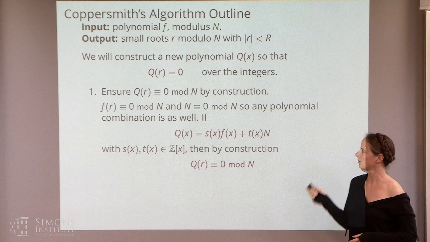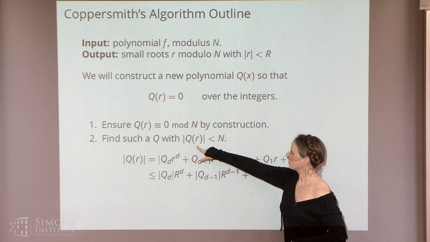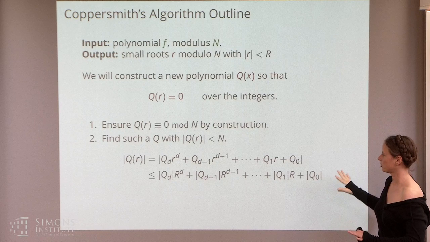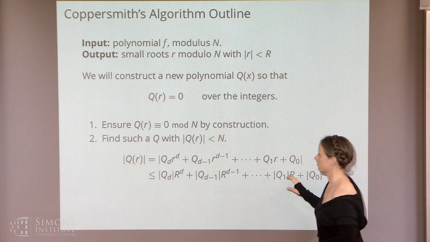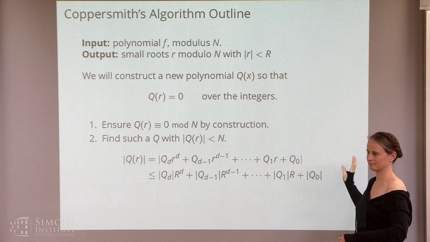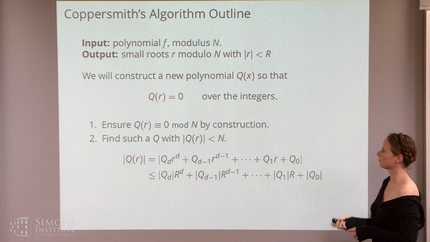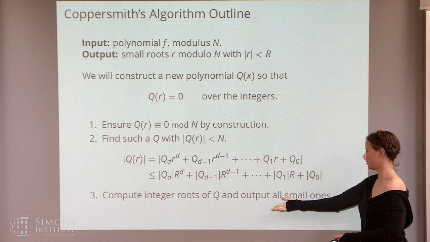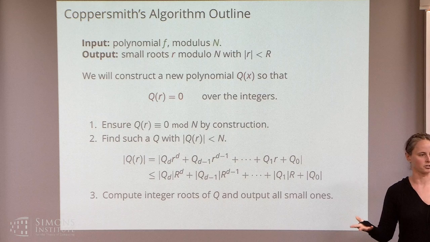Property number two is making sure that our auxiliary polynomial, when we evaluate it at our desired solution, is strictly less than n. We're going to try to do that with sort of simple bounds: if we just bound the evaluation of our polynomial with absolute values, then if you sum all of these up and this is less than n, then we're good. Once you have these two properties, something that is 0 mod n and strictly less than n, the only possible value is 0. So now we know that Q of r is identically 0, and so r is a root over the integers, and we can just find it efficiently, because factoring polynomials over the integers is efficient.